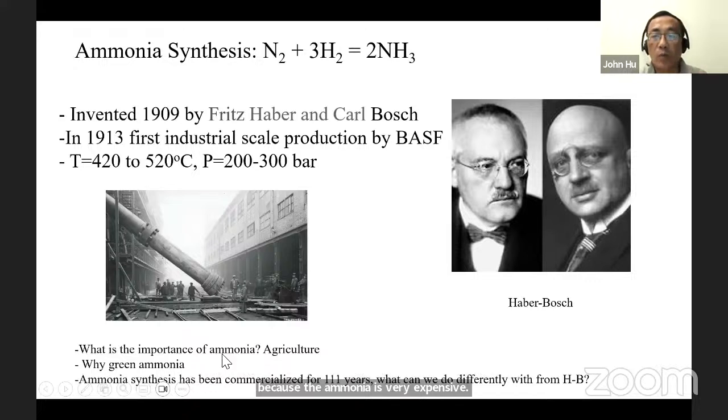So this is the background why ammonia is important, and this is the chemistry. Also keep in mind, ammonia production needs high pressure and high temperature. I'm going to talk about why ammonia needs a high temperature and high pressure. Anybody have any question before I move to the next? Okay, I'm going to move to the next slide.